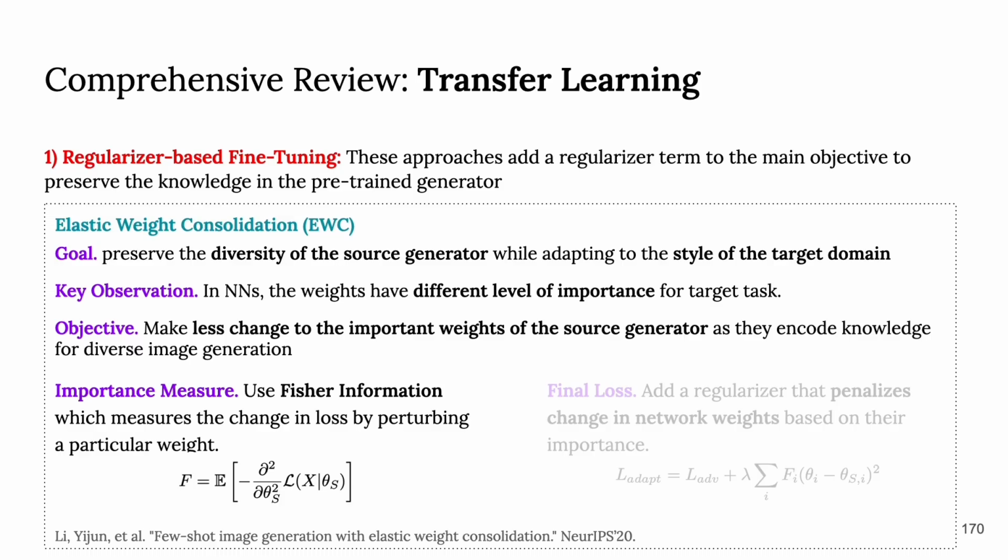So they use this property and add a regularizer to penalize change in important weights. As you can see in the term added here, if theta i is an important weight, F i would also be high. And we don't want to change that, because if we change that weight, the penalty would be high. But if theta i is not that important a weight, we have permission to update that weight.